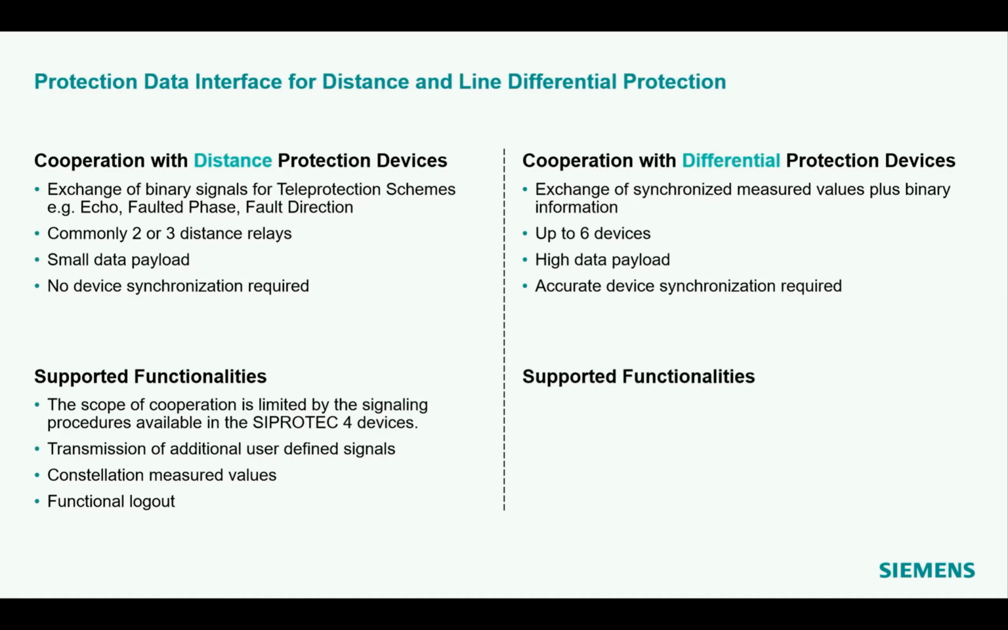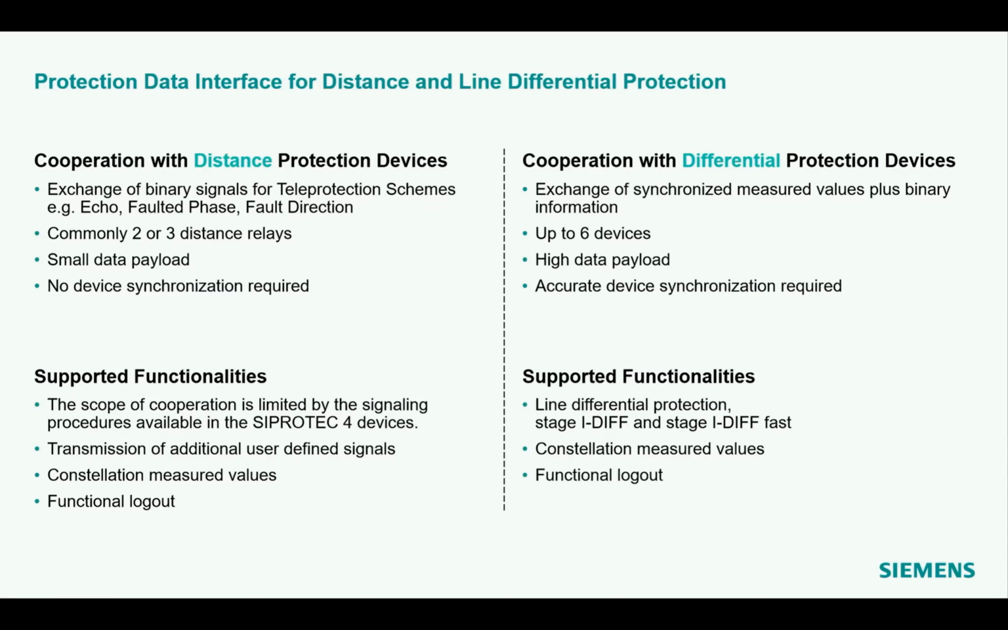For the line differential protection, the supported functionalities are the sensitive stage IDIF and the stage IDIF fast. The stage IDIF fast 2, available in our SIPROTEC 5 modular devices, is not supported. Also for line differential protection, constellation measured values and the functional logout of a device are supported. It is also possible to additionally exchange binary information, like remote indication commands or any other user-defined signal.